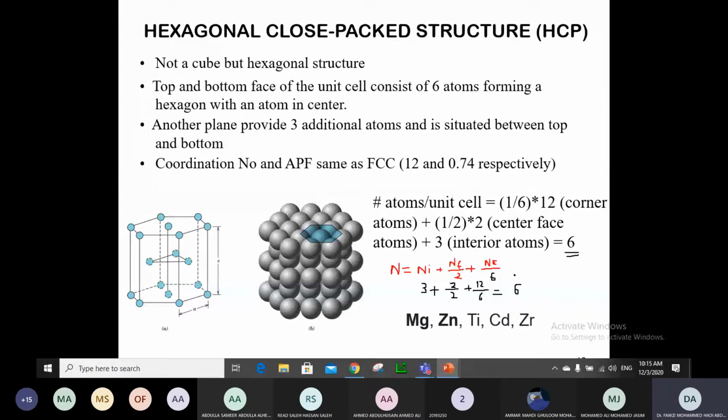The number of atoms per unit cell you can calculate for the simple cubic, for the body-centered cubic, for the face-centered cubic, and for the hexagonal close-packed as well. We need this number in calculating many things, physical properties like the theoretical density, which we will be looking at next. Examples of materials which display this crystal structure type are magnesium, zinc, titanium, cadmium, and zirconium. These are all examples of materials which display this type of crystal structure.